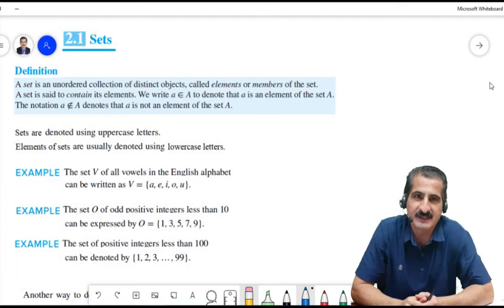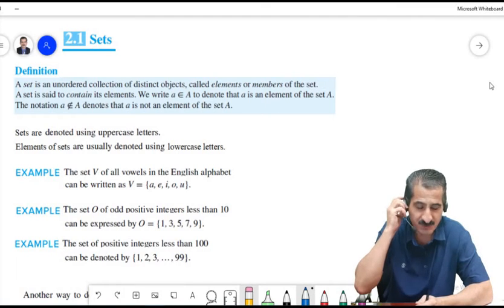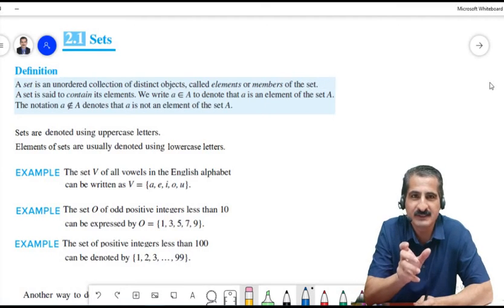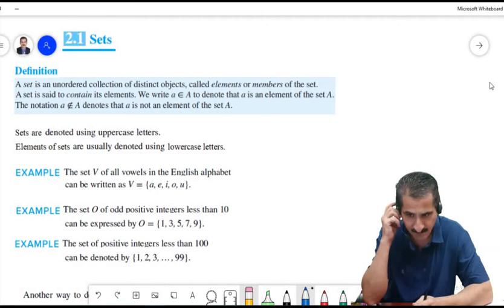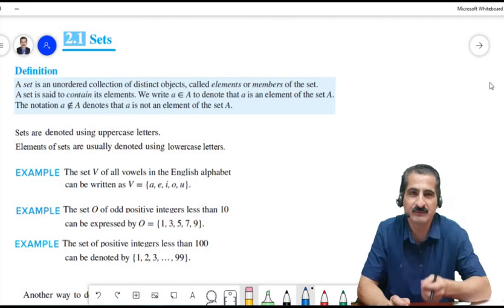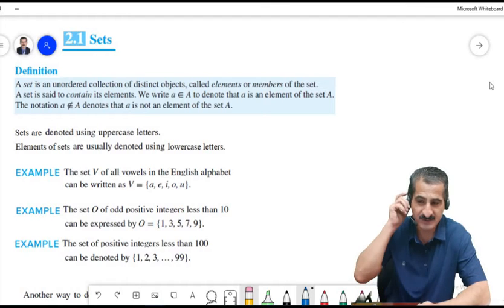Okay, sets. What is a set? A set is a collection of distinct objects. The objects inside the set are not necessarily ordered in some way, just distinct objects listed in some way. And these objects will be called elements or members of the set. And the set is said to contain its elements.